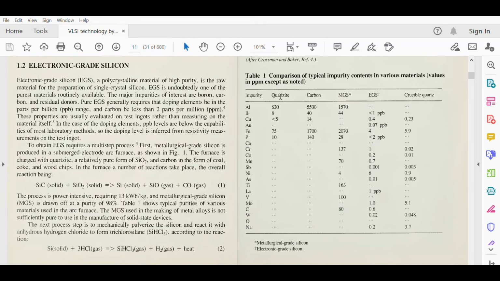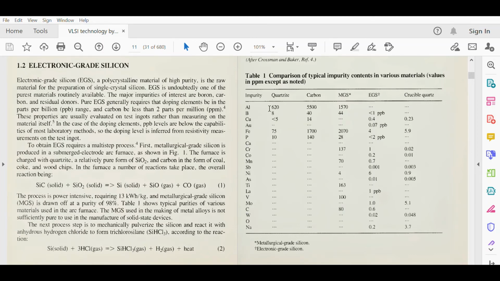So what kind of silica are you going to produce? Will it be quartzite, or carbon, or MGS, or EGS, or crucible quartz? Depending upon the type of silica you are going to produce, and depending upon the impurity, how much impurity you actually are going to insert inside that, this table tells you. Okay, so do not remember the whole table, just remember one or two points, basically about the EGS.